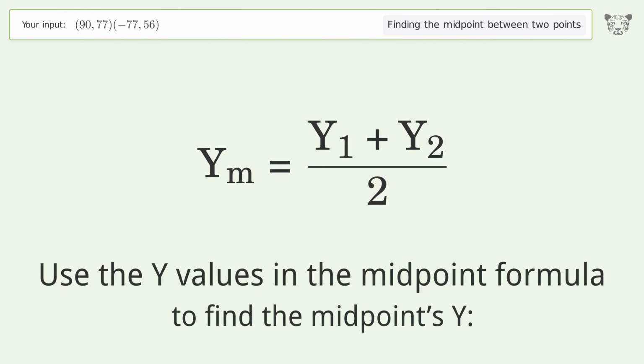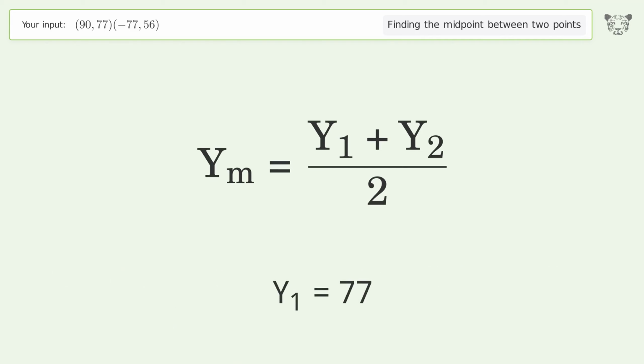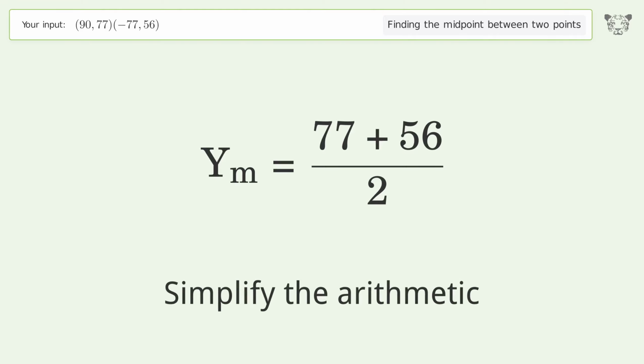Use the y values in the midpoint formula to find the midpoint's y. y1 equals 77. y2 equals 56. Simplify the arithmetic.